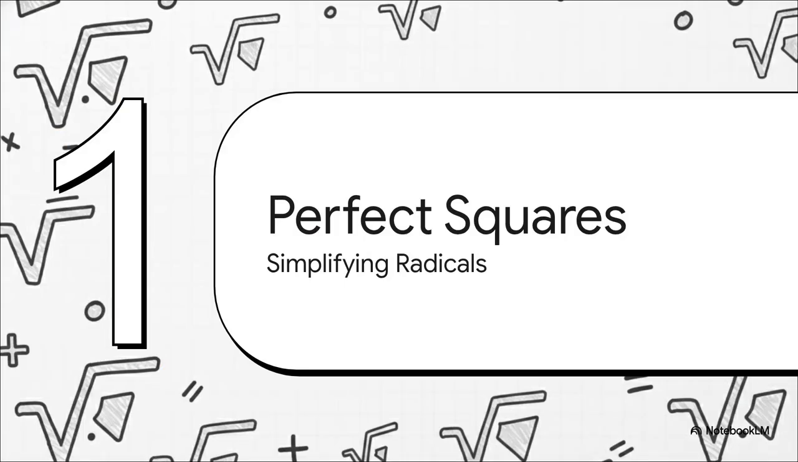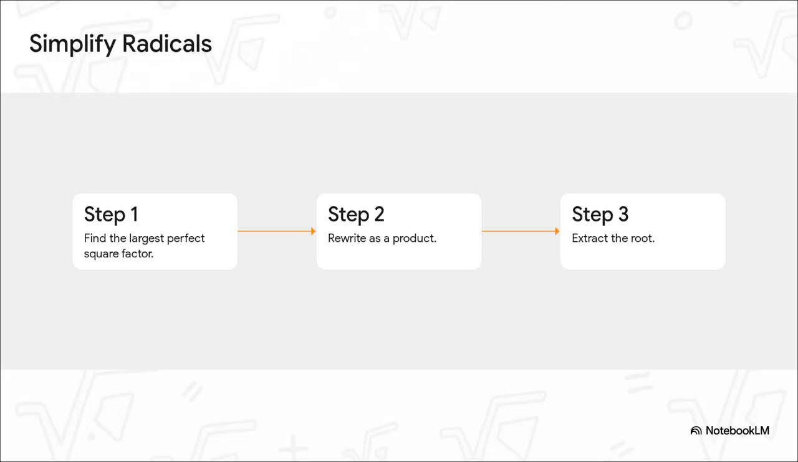Let's move to section 2, factoring out perfect squares. So now that we know what a square root is, how do we handle numbers inside the root that aren't nice, neat, perfect squares? Well, this is exactly where we learn to simplify. We simplify radicals using a highly reliable 3-step sequence. Imagine you're looking at the square root of 12. 12 is definitely not a perfect square, but step 1 tells us to find the largest perfect square factor of 12. That would be 4, right?